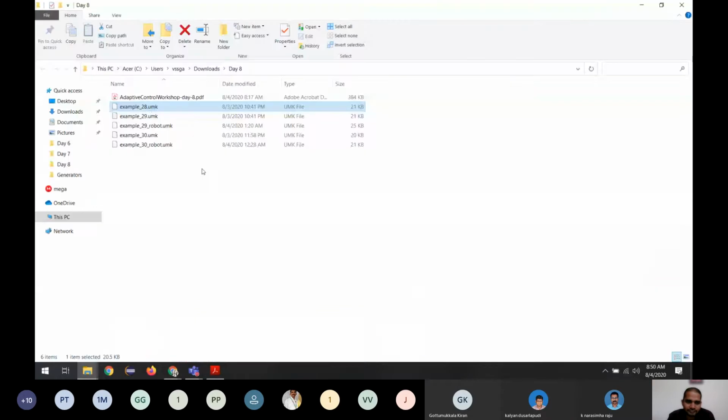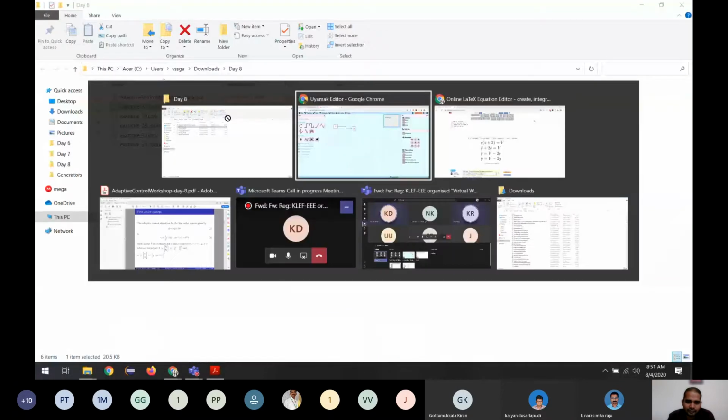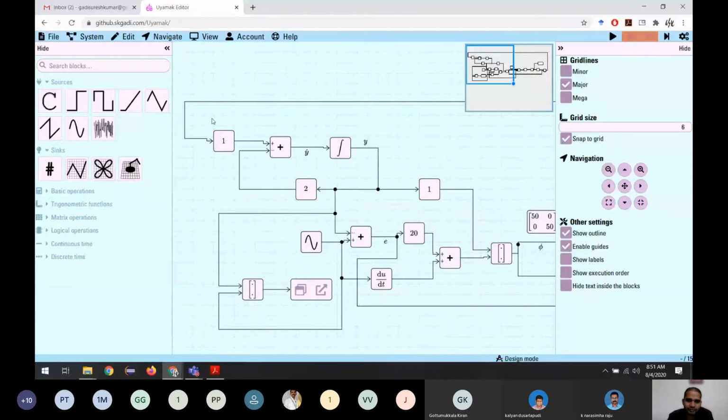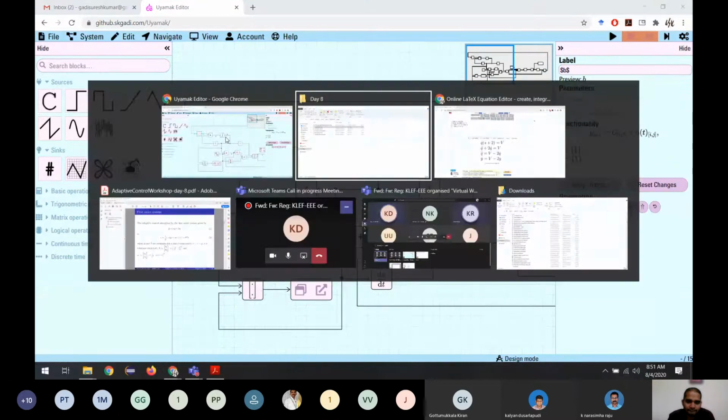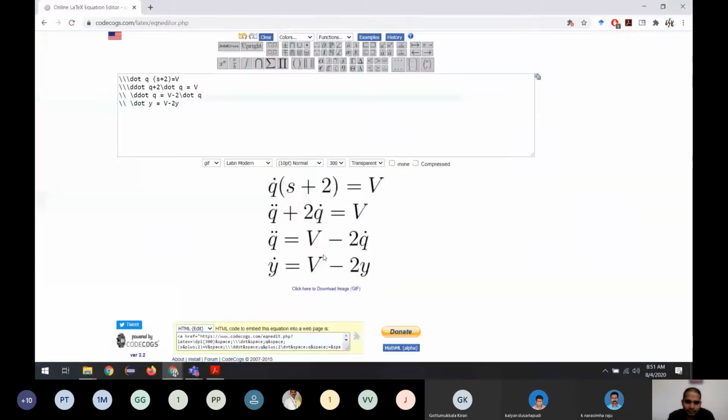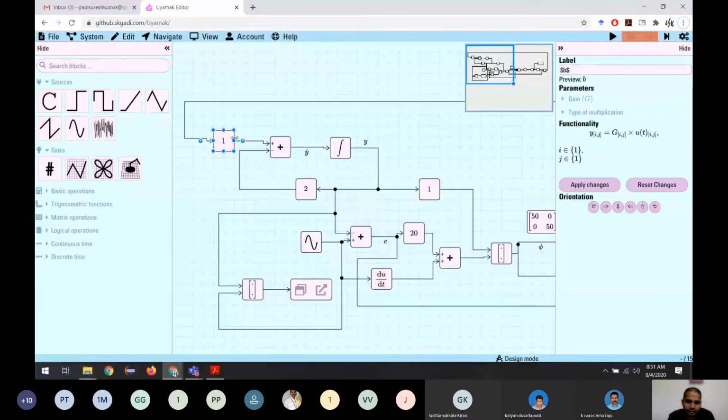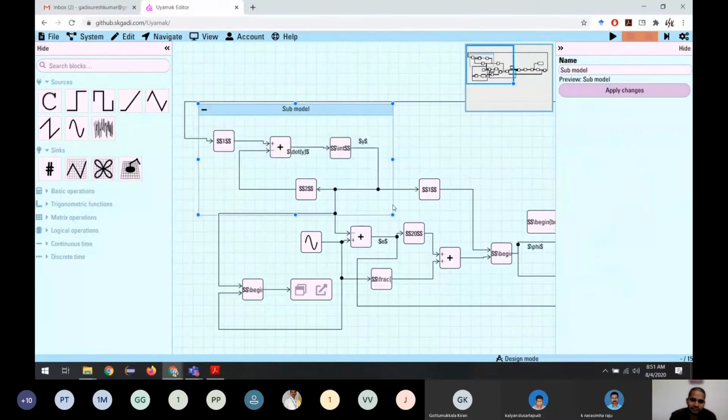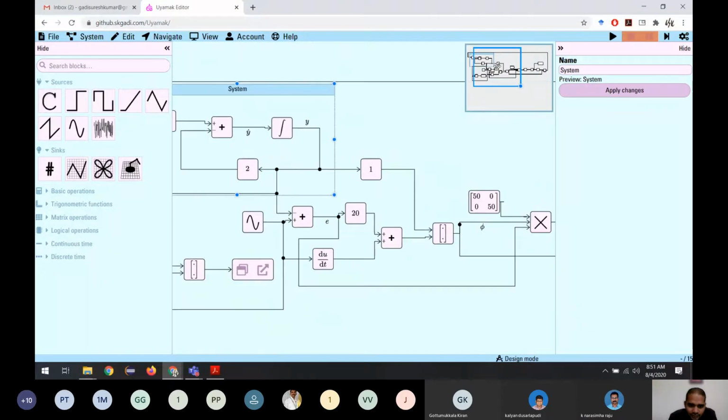So let us simulate the system. We are making a system with the input, V times 1, so we are putting 1 here. Actually, we don't need to put anything, but I put 1 just to show that we are multiplying with 1. And the feedback is 2 times y. This whole thing is our system. So we have it here.